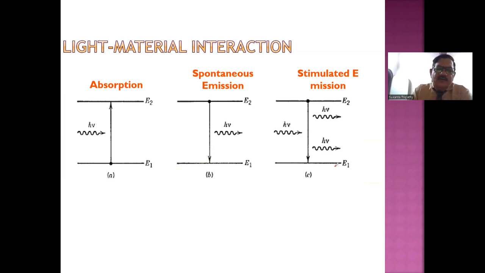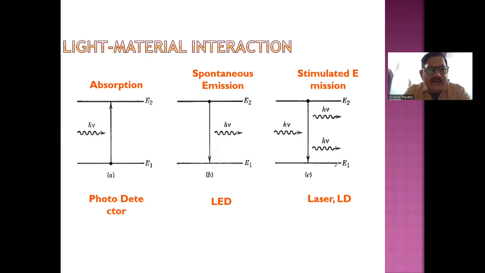Again, we have to go back to this light material interaction, which I explained in my last lectures. So when light interacts with matter, then there is absorption, and also there will be emission, and there will be spontaneous emission. So when you have this laser, the laser is based on this stimulated emission. Similarly, LED, we have said that this is based on the spontaneous emission.